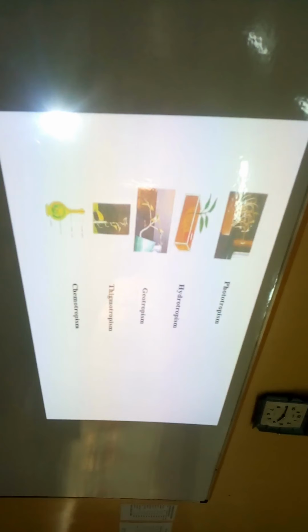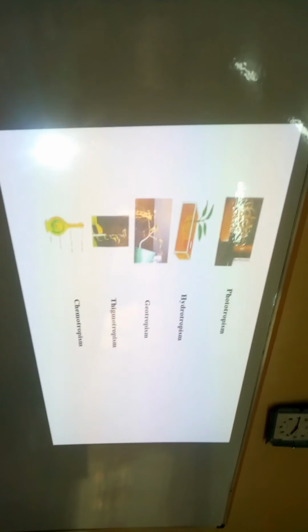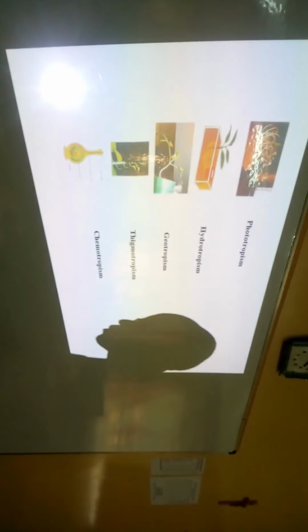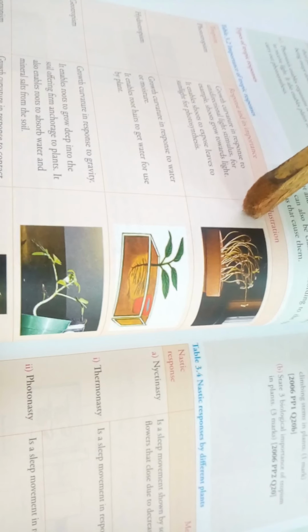Next we have illustrations of the responses that I've just described, for the purpose of reinforcement of what I've been speaking about. Here we have phototropism. Here we can see plants that are growing in a container, potted plants, and they are bending towards the source of light.